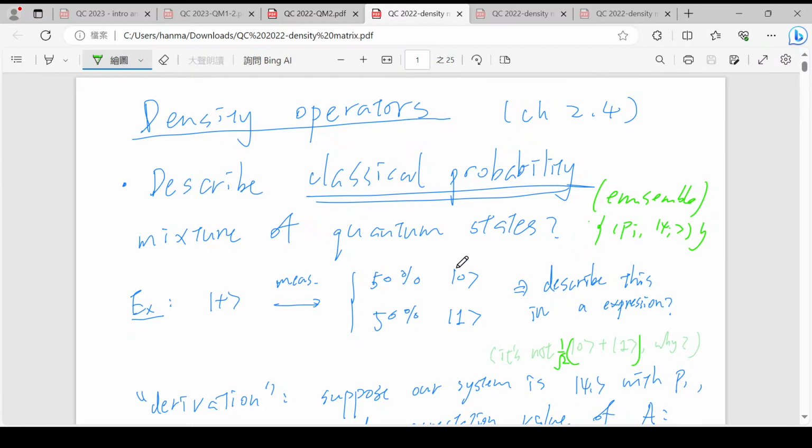How do you distinguish this mixture from this state? Well, a way to distinguish them is to do an X basis measurement. As we know, the plus state is the eigenstate of the X operator, so if you do an X basis measurement, it will always give you a +1 outcome. But when you do an X basis measurement on either 0 or 1, you get 50-50 probability. This is what we saw in the Stern-Gerlach experiment, right?